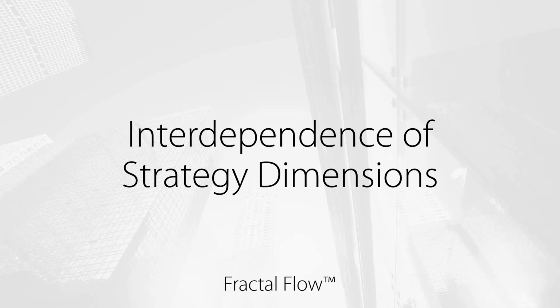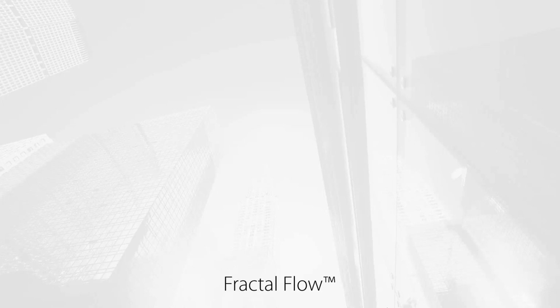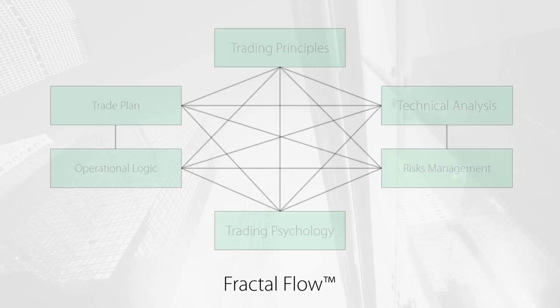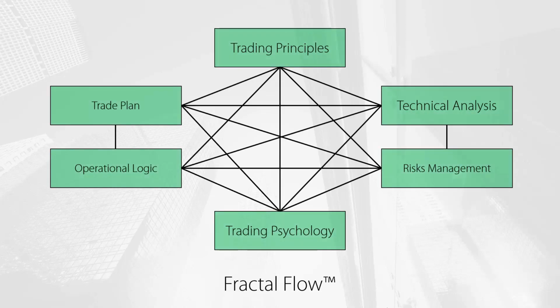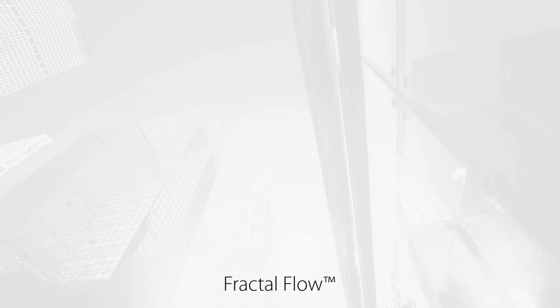The final trading principle that we are going to analyze is called interdependence of strategy dimensions. That basically means that all 6 dimensions of a professional trading strategy must be fully connected to one another for the strategy to work properly over time. That principle is also applied to the trading principles themselves.